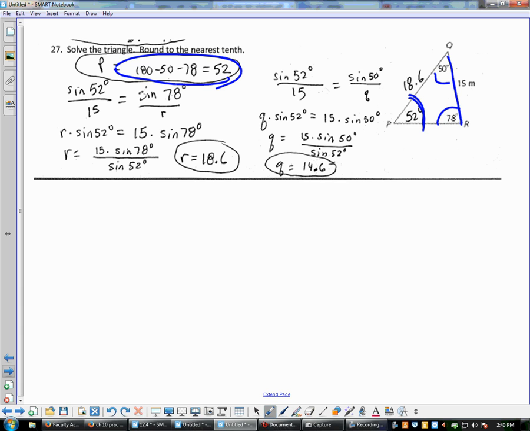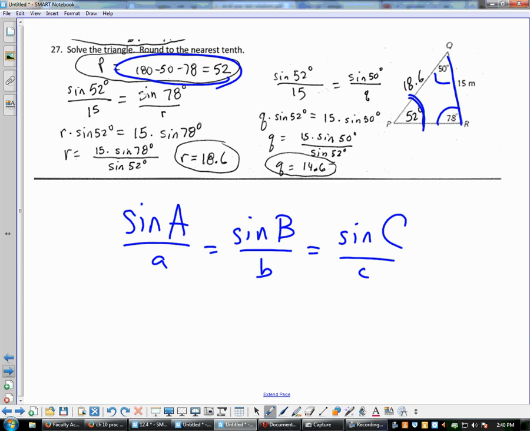Now we're in business with the law of sines. Remember, law of sines says sine of angle A over side A equals sine of angle B over side B. And that's also equal to the sine of angle C over side C. So in this case, we would take sine of 52 degrees over 15 equals sine of 78 degrees over R. Cross multiply like we did earlier, and we end up getting R equaling 15 times the sine of 78 over the sine of 52. Don't forget to use the degree symbols on your calculator. That turns out to be about 18.6.